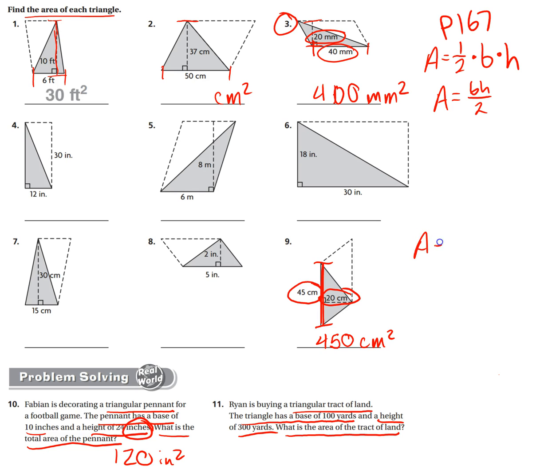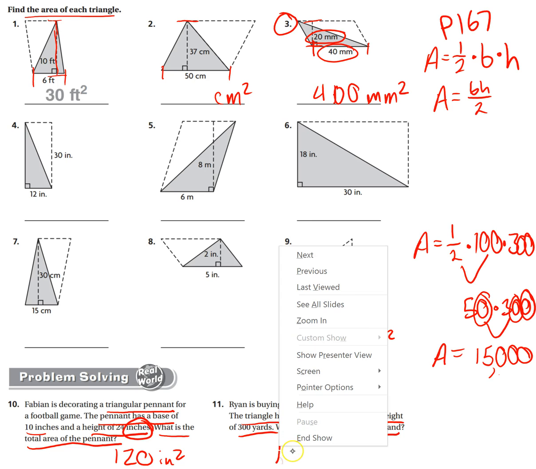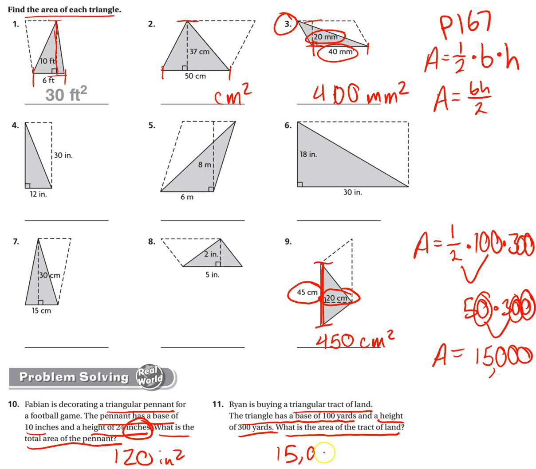Okay, so it's a triangle, so same formula, area equals 1/2 times the base, which is 100, times the height, which is 300. Half of 100 is 50. Still have the times 300. I can think of this as 5 times 3, which is 15, and then add all the zeros that I ignored. There's 3 zeros I ignored. So 15,000, and it's yards squared. Or you can do the abbreviation yards squared.